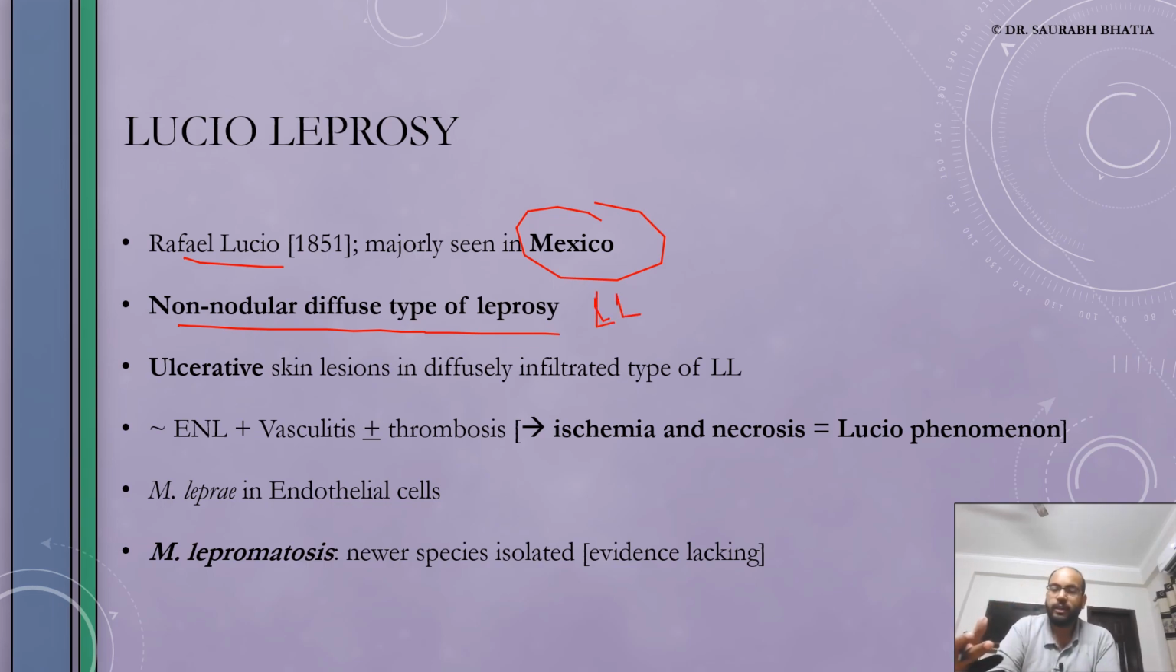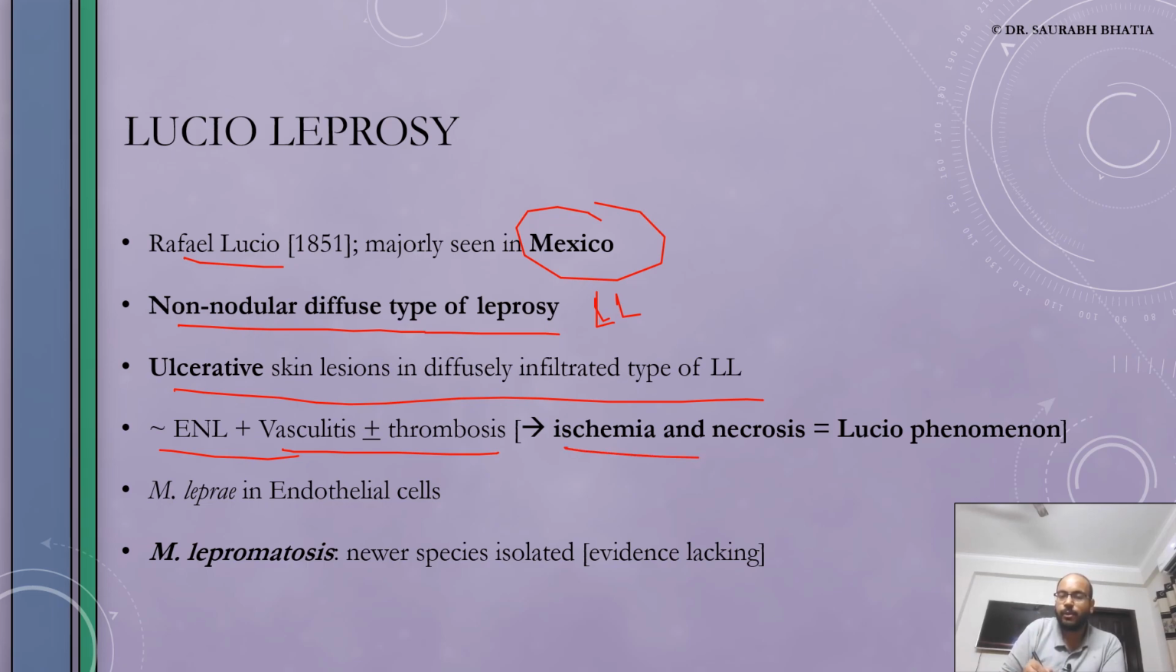So it's non-nodular. That means nodules are not formed, but it leads to flat ulcers, diffuse ulcers. So you have ulcerative skin lesion in diffusely infiltrated type of LL. And why do we have ulcers in Lucio leprosy? Because you have vasculitis with thrombosis. So the biopsy, the pathology looks like ENL, but you see a lot more thrombosis. And what happens is that thrombosis blocks the vessels, and it leads to skin ischemia and necrosis. And this leading to ischemia and necrosis is known as Lucio phenomenon.